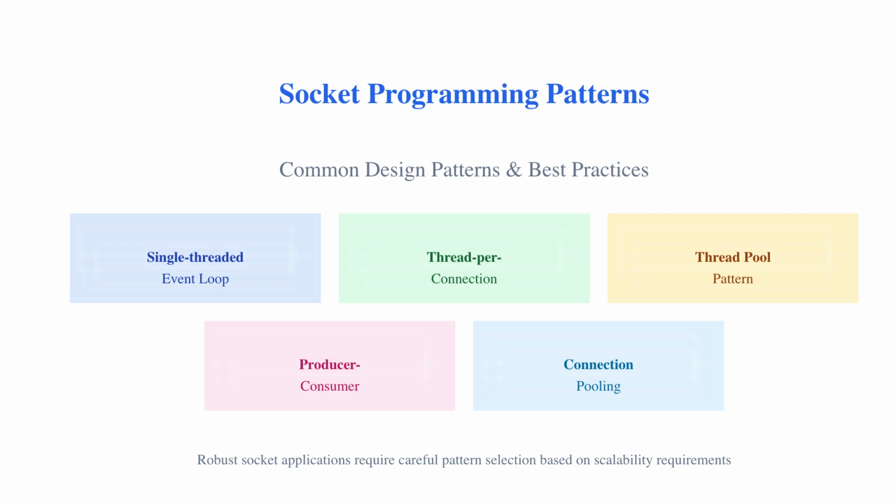Perfect, building on the kernel concepts we just covered. Let's now explore the essential design patterns that make socket applications robust and scalable in production environments. Socket programming patterns are proven architectural approaches that solve common challenges in network application design. These patterns help us handle concurrency, manage resources efficiently, and build systems that can scale under load.